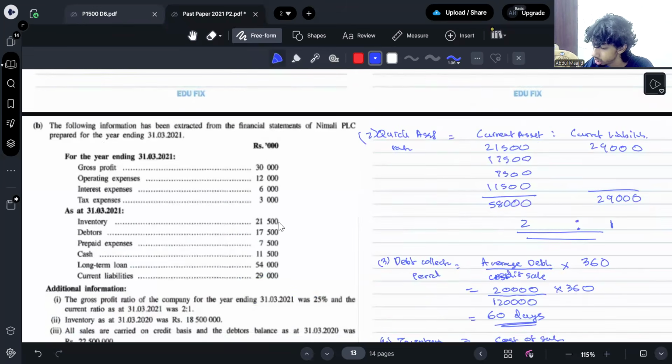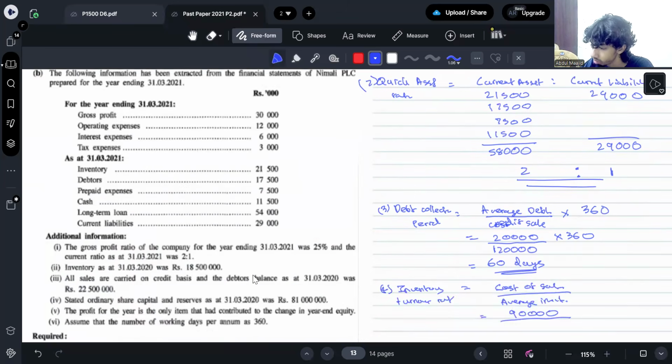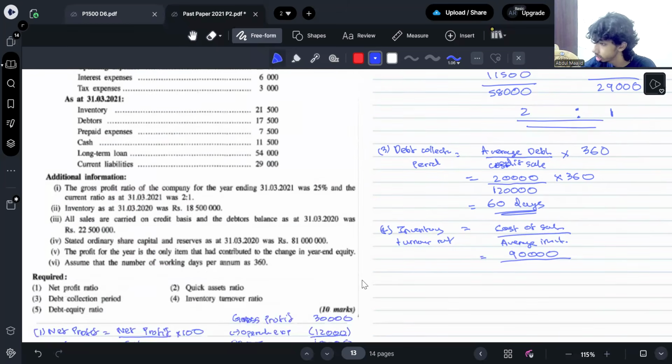Closing inventory 21,500. Opening inventory is given as 18,500. Add those two and divide by 2. Average inventory will be 20,000. Then 90,000 divided by 20,000. The inventory turnover ratio will be 4.5 times. That means on average during the year, you will convert your inventory into sale around 4.5 times.